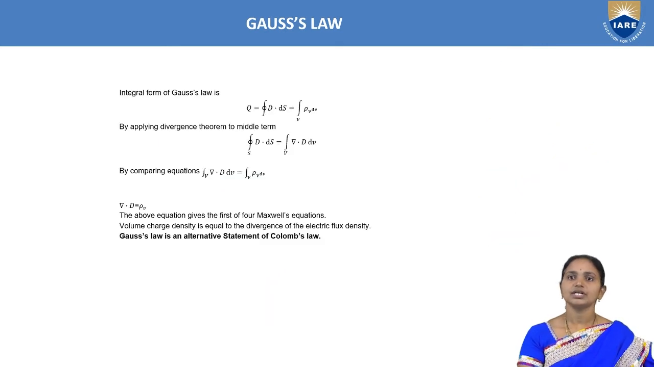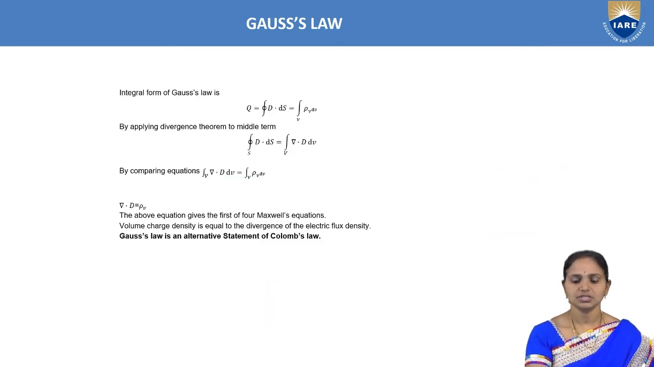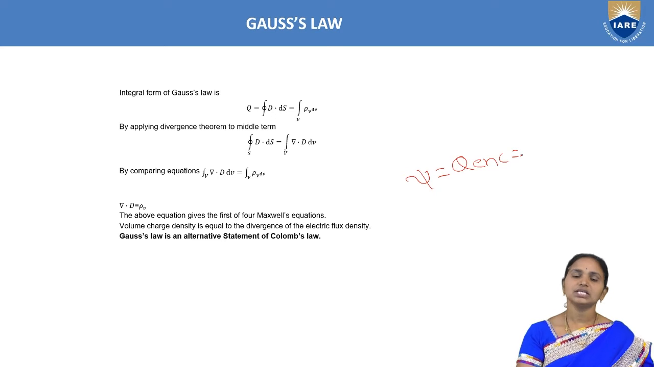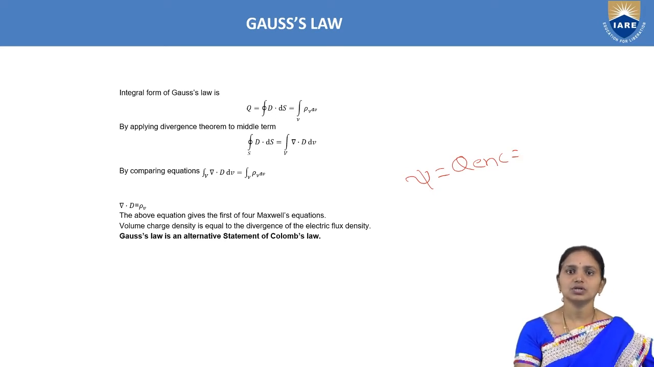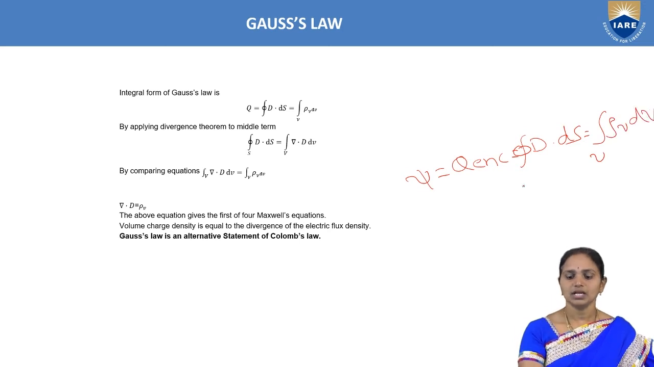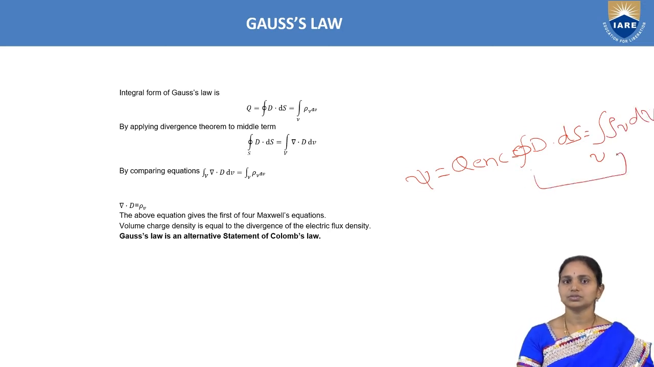Now we need to simplify those terms. The final thing is psi equals Q enclosed. As we have the meanings for both psi, flux, and Q enclosed, psi we can write as closed integral D dot ds, which must be equal to integral rho v dv over the volume. Now we have to equate these two terms, closed integral D dot ds and integral over the volume, rho v dv.